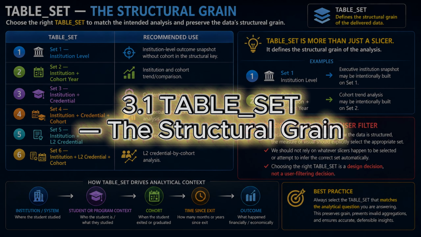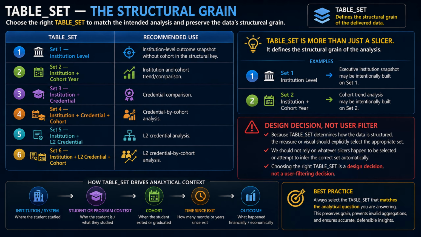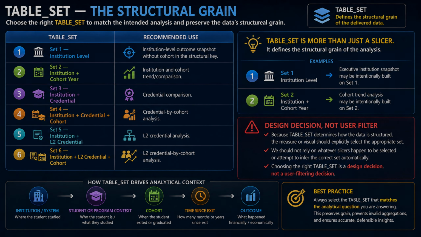Table set, the structural grain. Table set is more than just a slicer. It defines the structural grain of the analysis. For example, an executive institution snapshot may be intentionally built on set 1, while a cohort trend analysis may be intentionally built on set 2. Because table set determines how the data is structured, the measure or visual should explicitly select the appropriate set. We should not rely on whatever slicers happen to be selected or attempt to infer the correct set automatically. Choosing the right table set is a design decision, not a user filtering decision.